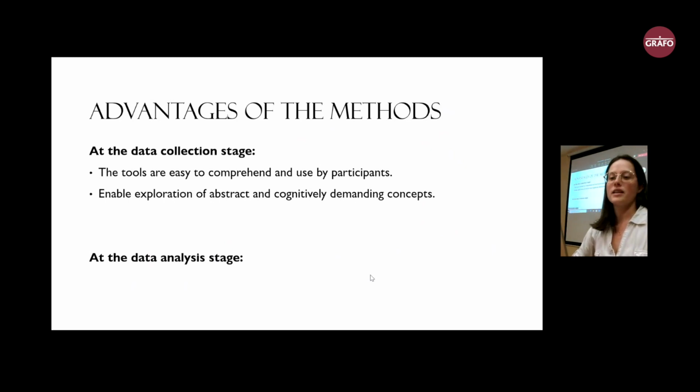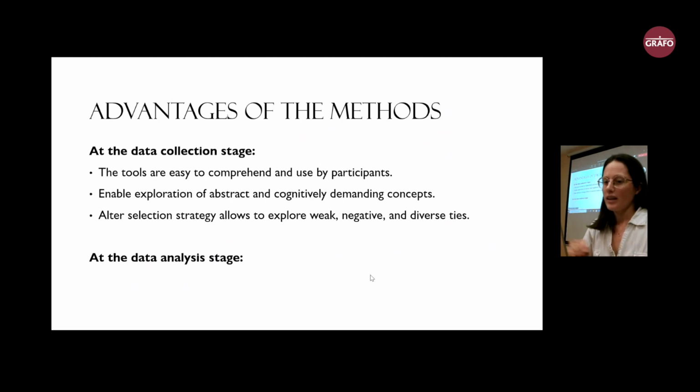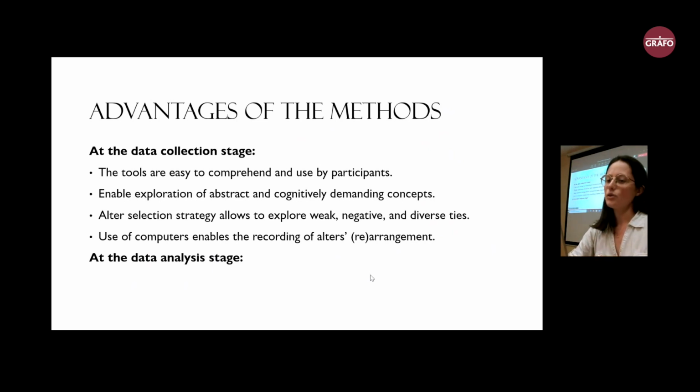Then we see that it enables the exploration of abstract and cognitively demanding concepts. It enables us to collect this type of data. The strategy that we used to select the 8 authors, as I mentioned before, allows us to explore weak, negative, and diverse ties in comparison to other strategies. And the use of computers was very useful to record all the processes of alter arrangement and rearrangement. If we compare to, for example, pen and paper, we would only have the final result, and we would have missed all the different movements and the dynamic process.